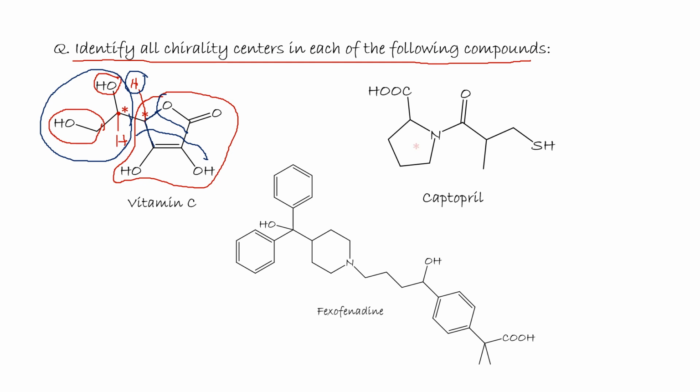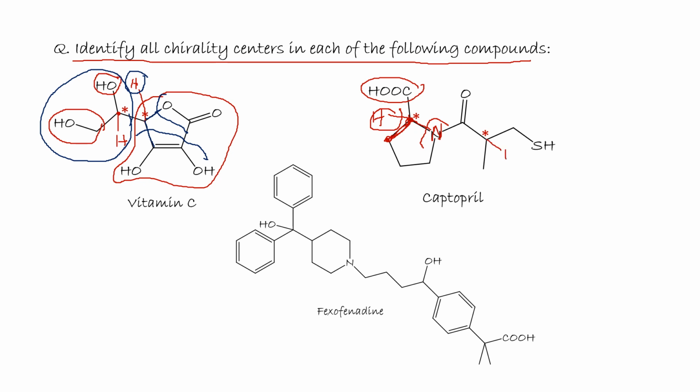Captopril: this is a chiral center. Again, you have here hydrogen, COOH, N, and carbon, and you have here nitrogen. So this carbon is a chiral center. What else?